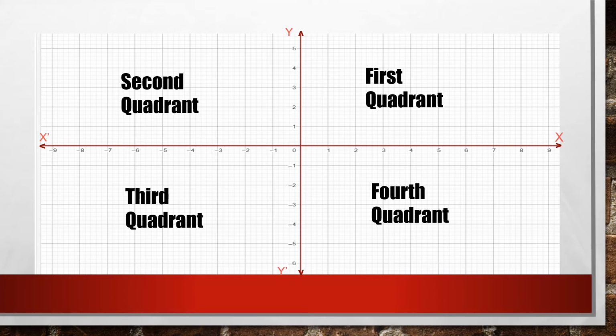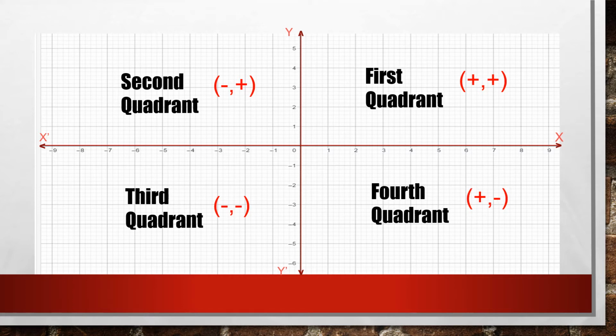In the first quadrant, the x coordinate is positive and the y coordinate is positive. So plus plus. In the second quadrant, the x coordinate is negative and the y coordinate is positive. So minus plus. In the third quadrant, both coordinates are negative, so minus minus. In the fourth quadrant, plus minus.